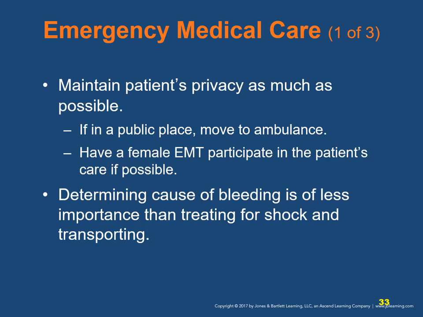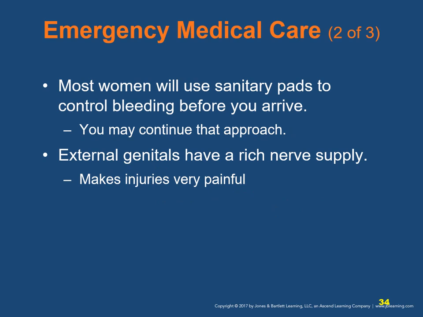Excessive internal vaginal bleeding. Determining the cause of bleeding is of less importance than treating the patient for shock and transporting her. Most women will use sanitary pads to control bleeding before you arrive. Use sanitary pads on external genitalia to absorb the blood. Document the number of sanitary pads that were saturated with blood. If a woman has a tampon in place, it is not necessary for it to be removed.